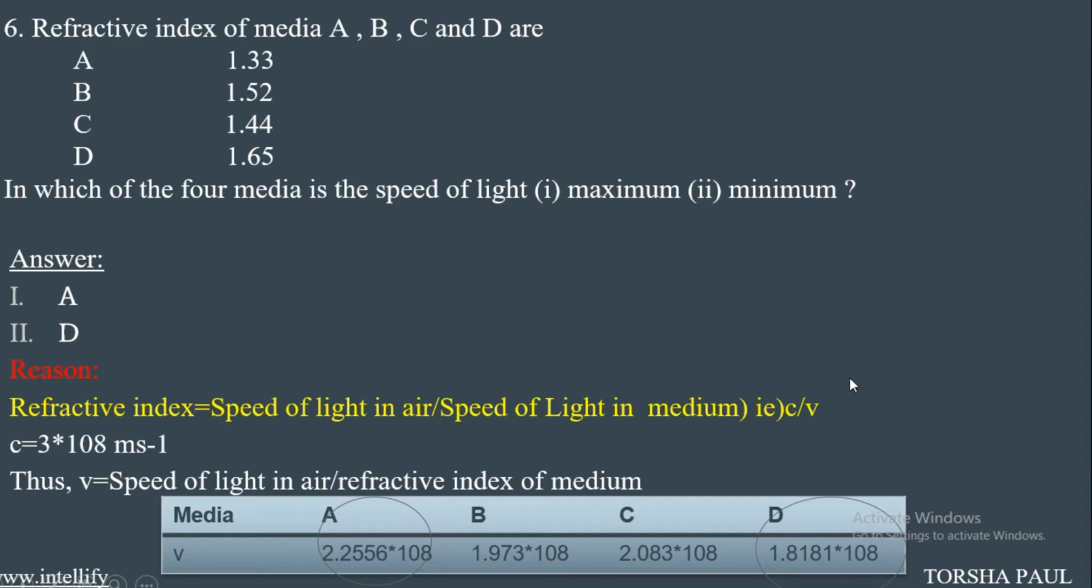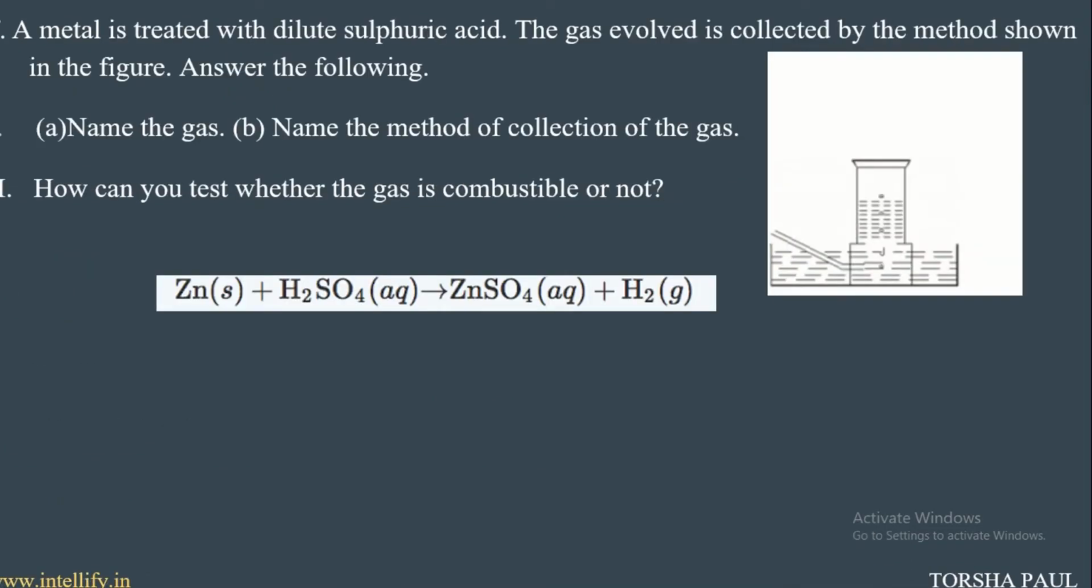Now we will move on to the next question. A metal is treated with dilute sulfuric acid. The gas evolved is collected by the method shown in the figure. This is the figure. Answer the following. Name the gas. Name the method of collection of the gas. And how can you test whether the gas is combustible or not?